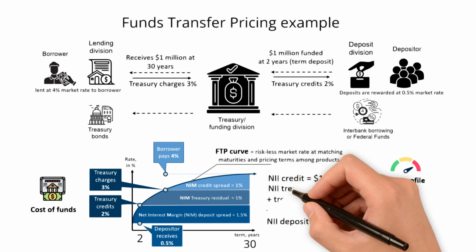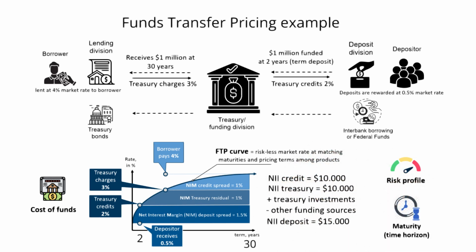Let's take also a quick look at the treasury spread. $1 million times 1% is $10,000 for facilitating funds from the deposit division to the lending division, plus the skipped part, actually the treasury investments in government bonds and the funding costs from other sources than deposits. So for example, the interbank borrowing rate. We did not put any figures to that, but please bear in mind that this also plays a role in the calculation of the Treasury spread.